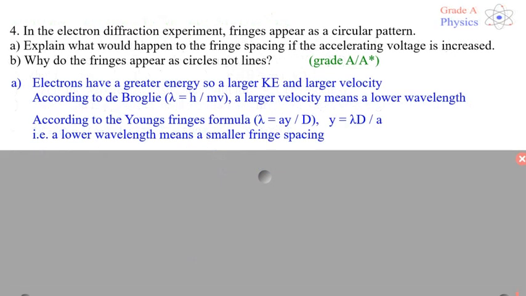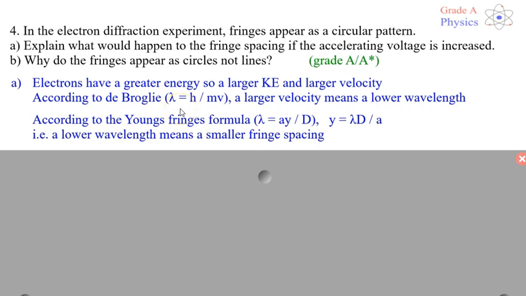Right, more difficult questions. If we increase the voltage, perhaps not surprisingly, we're going to get a larger energy, a larger kinetic energy, which will appear as a larger velocity. And then we link it to the de Broglie formula. With a larger velocity, we're dividing by a bigger number, but the mass hasn't changed, h hasn't changed, so lambda is going to be a lower value.